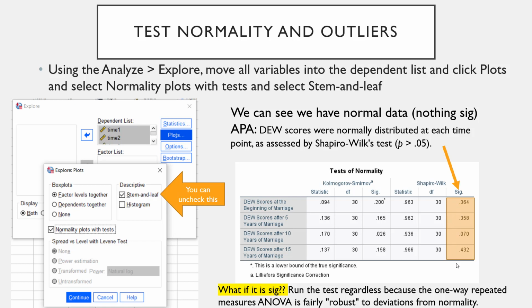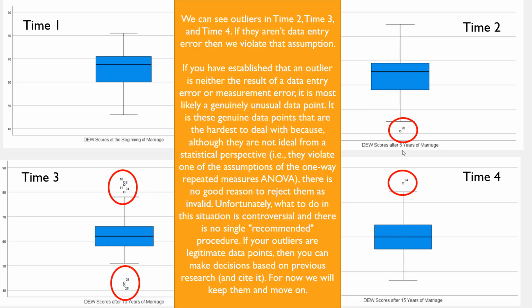Everything here is non-significant. So what if it is significant? Then run the test regardless, because one-way repeated measures ANOVA is fairly robust to deviations from normality. So you can say that and just add a citation. So we say in APA, DEW scores are normally distributed at each time period as assessed by the Shapiro-Wilk test, p is greater than 0.05.